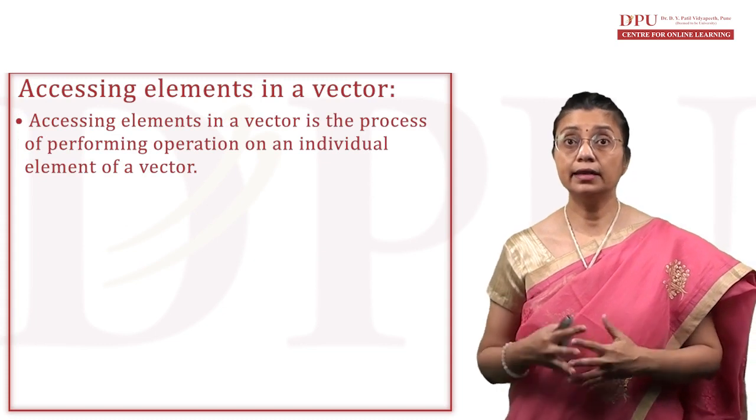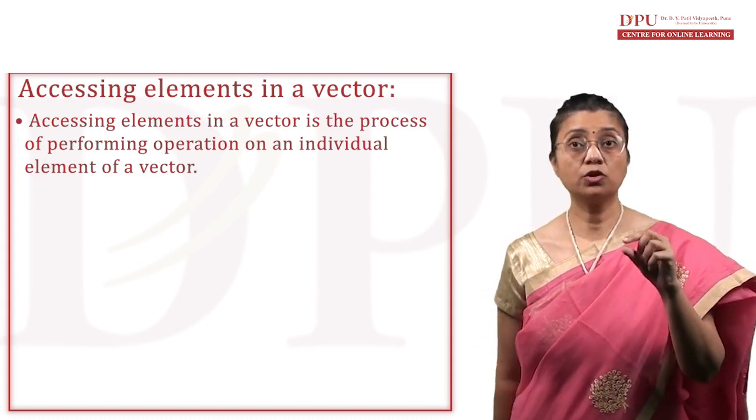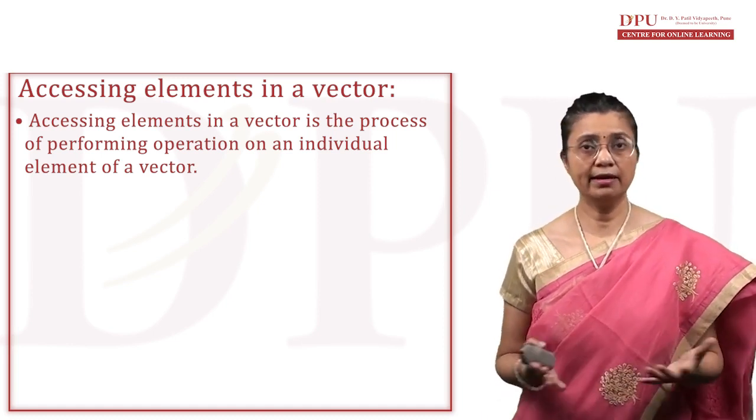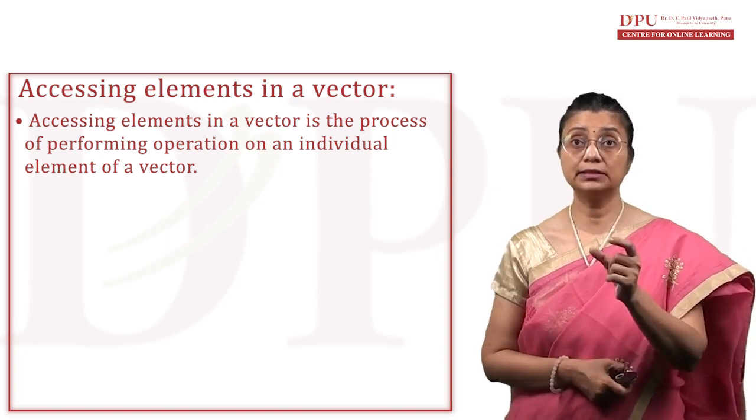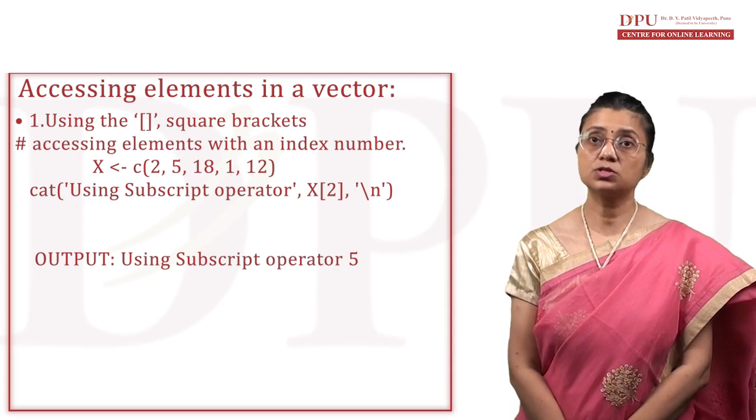How to access the elements in a vector, and that is the process of performing operations on an individual element of a vector. So basically I have a vector, I have a list of values, but how do I access the element in a vector? The first way of doing it is using square brackets.